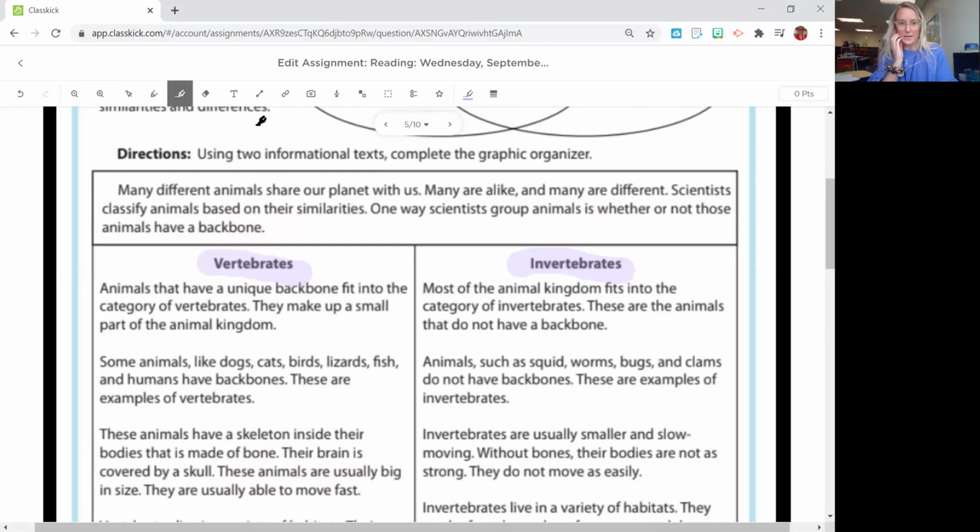Let's start at the very beginning. Directions: Using two informational texts, complete the graphic organizer. Our Venn diagram is a type of graphic organizer.